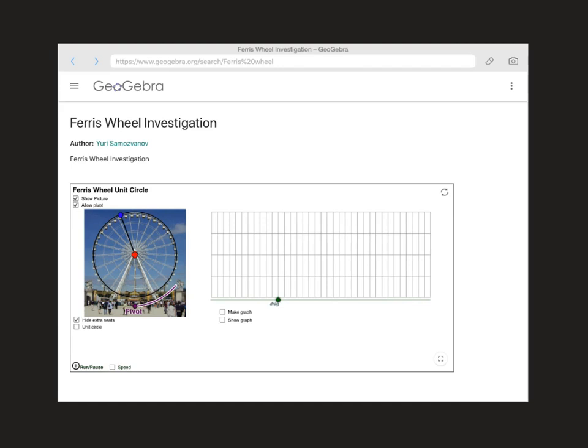So I'm going to turn the graph on, and there's our function, and there's the equivalent point for our carriage. And if I connect the two, you can see that it's actually measuring the height of the carriage above the ground as time goes past.